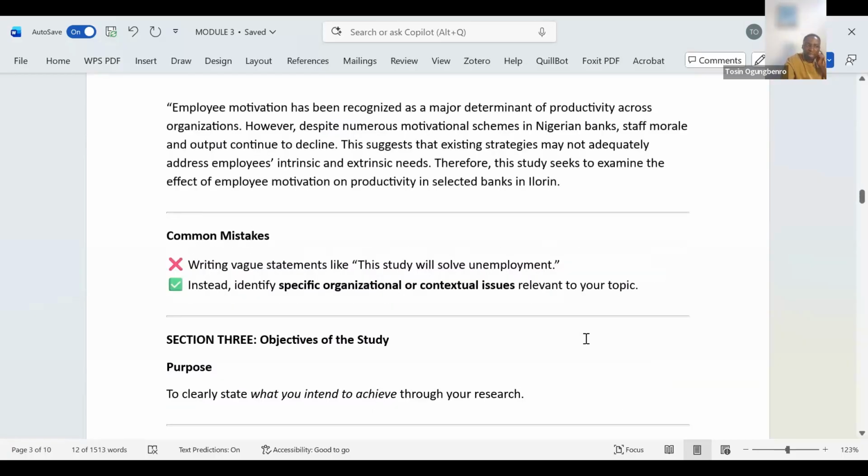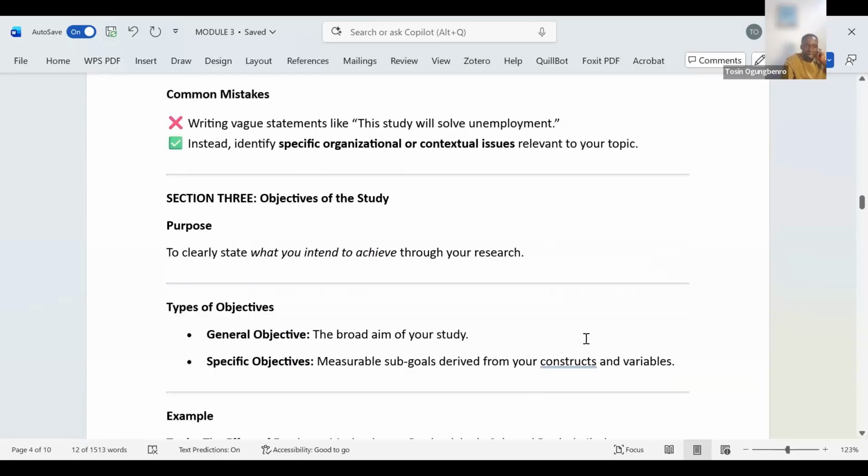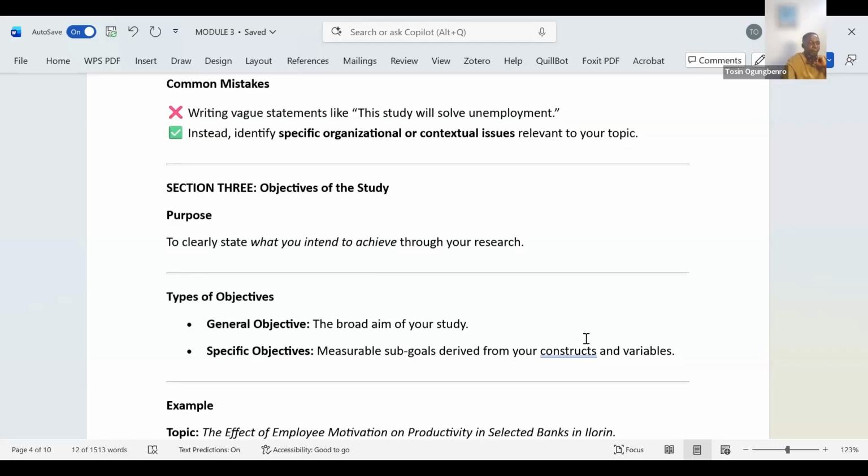So, common mistakes: writing a vague statement like this study will solve unemployment. No. Instead, identify specific organizational or contextual issues relevant to your topic.